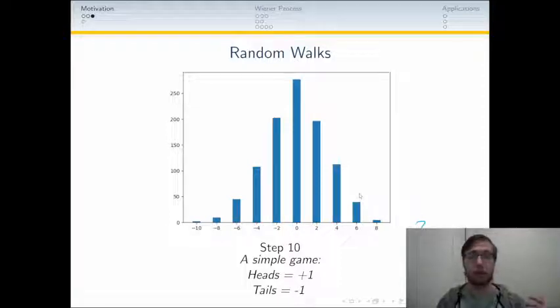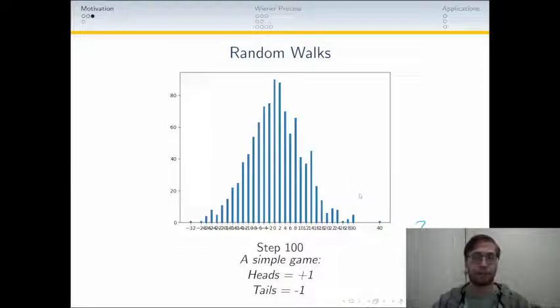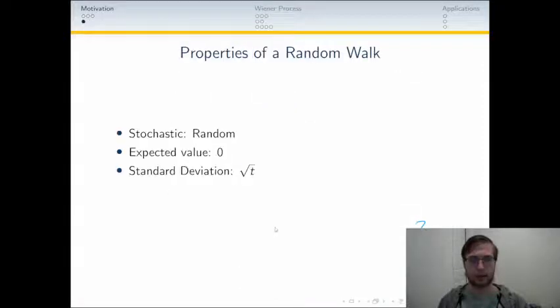Okay, what if we go to 100 flips? Remember, we only have 1,000 simulation runs here in total. So what do you think 100 flips is going to look like? With 100 flips, it's going to be a lot more chaotic. You can see that between this and this, there's a steep jump. It looks like between -2 and 0.